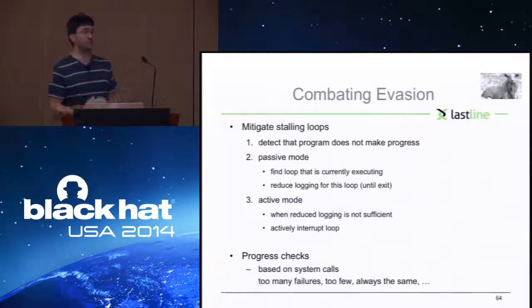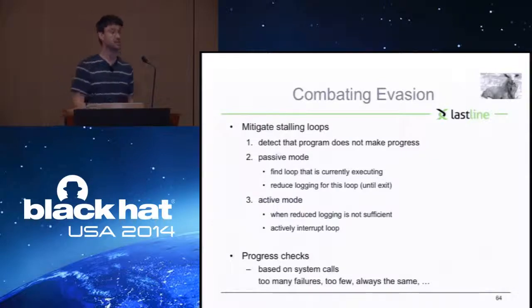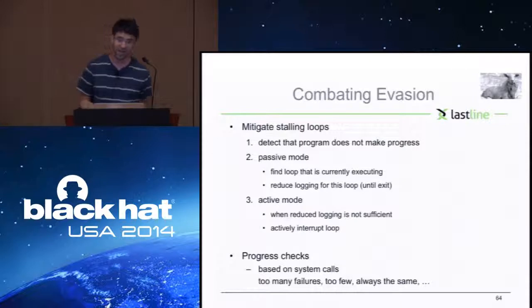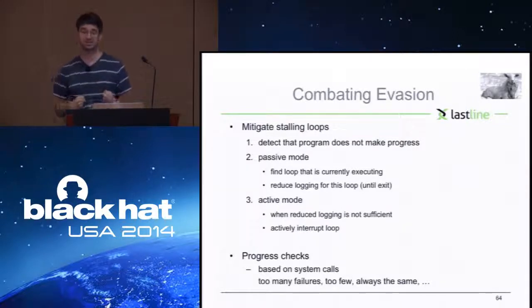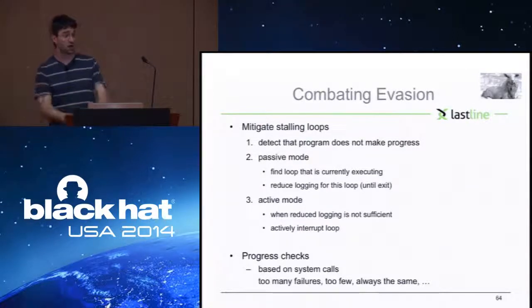And when you learn that it doesn't make actual progress, then you can do two things. First is you can try to reduce the overhead that you produce by logging or monitoring that particular loop. And maybe you get fast enough so that the program will just go out by itself. Or you can take a more active approach and actually actively interrupt the execution and say, hey, I just want to jump out of that loop.